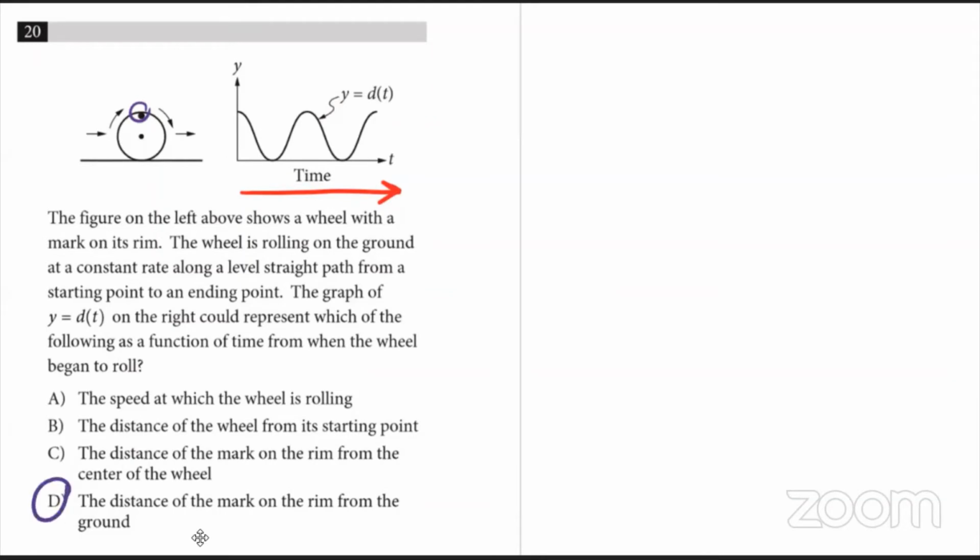The distance of that dot from the center, even as it spins around and around and around, it'll always be the same distance from the center. The distance from its starting point is probably going to be something that increases linearly or close to it, because the further this thing rolls, the further that dot is going to be away from its starting point. And the speed at which the wheel is rolling, well, they told us it was a constant rate. So the speed is not going up and down, the speed is constant. So the best answer here, based on process of elimination as well, is choice D.